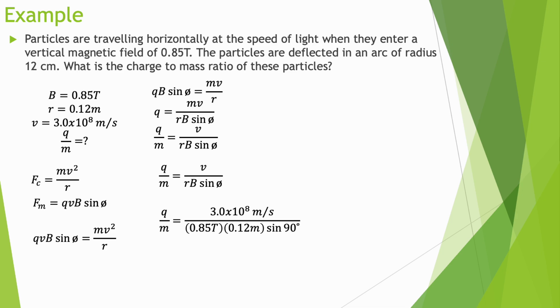And we will substitute our values in. And we find that our charge to mass ratio is 2.9 times 10 to the negative 9 coulombs per kilogram.